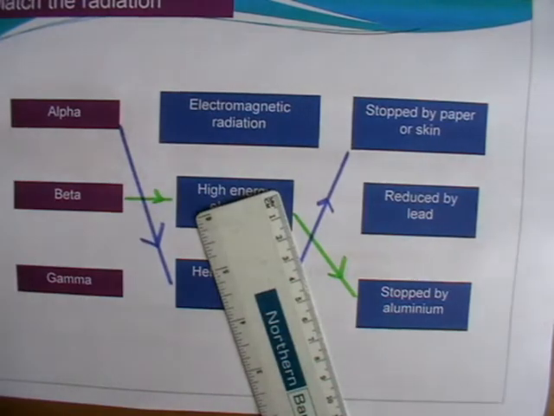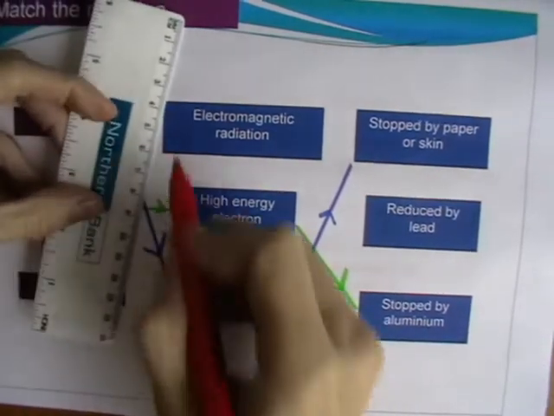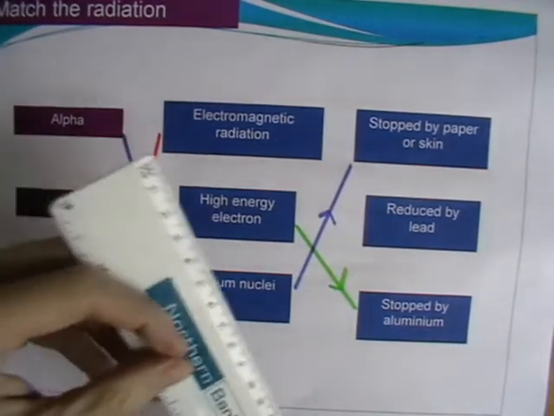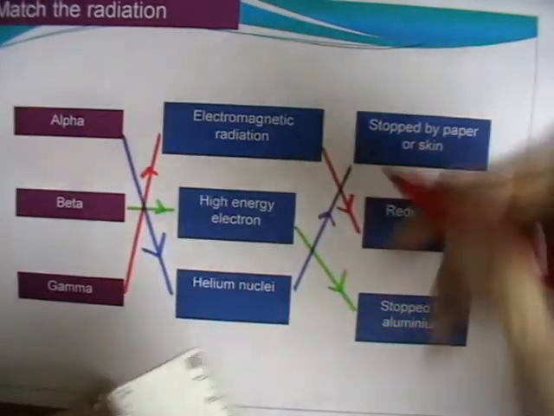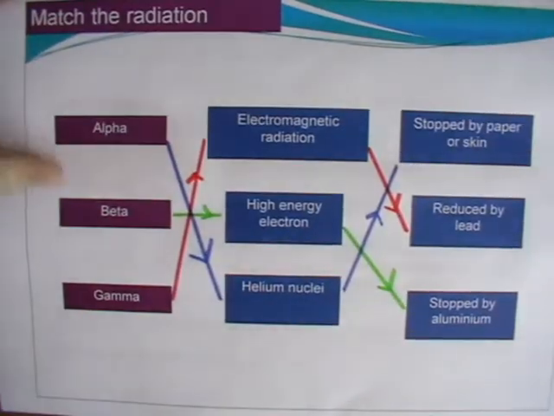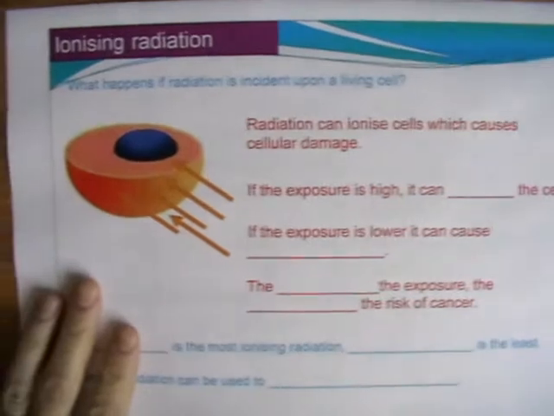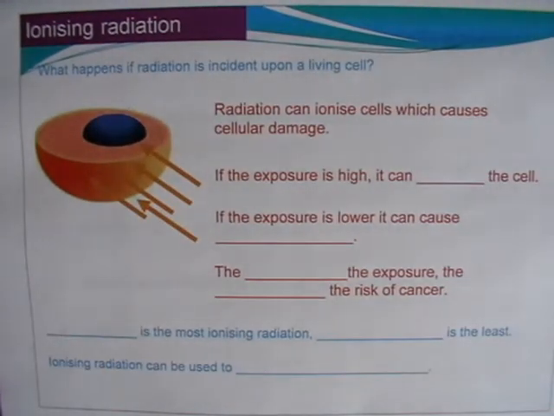Okay, so all we're left with then is gamma. And gamma is electromagnetic radiation. And it is stopped by lead or reduced by lead. It's not actually stopped by lead. And that's a big problem, of course. So the next part of the podcast is just a little bit more about ionizing radiation.